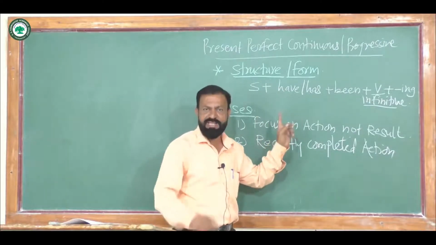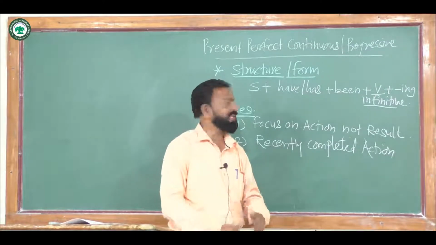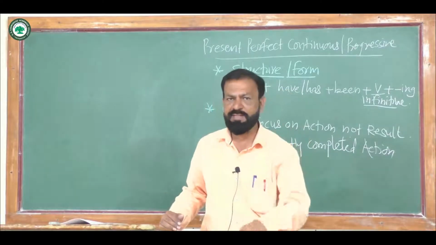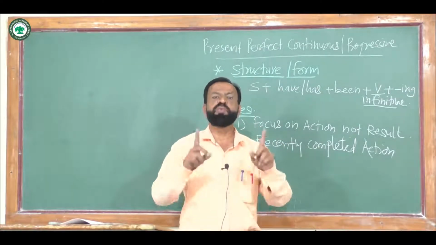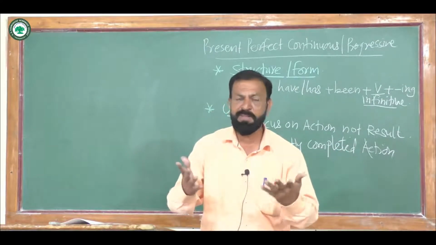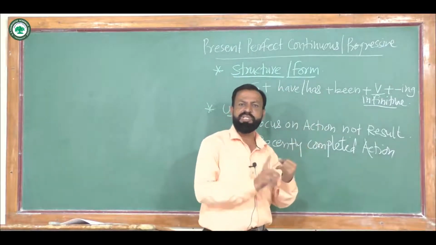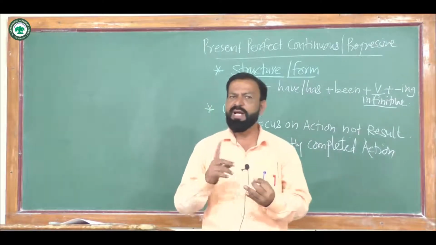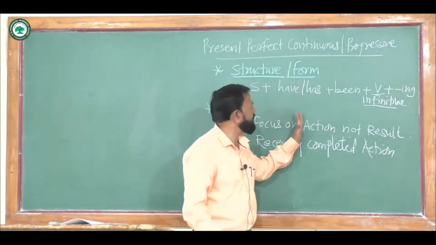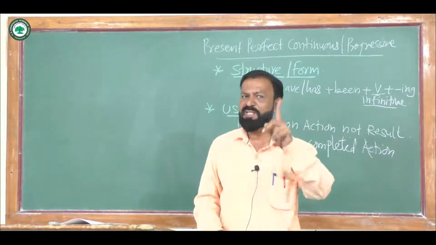First comes the subject of the sentence, or we can say the doer of the sentence. Then comes have / has. If the subject is third person singular, that means he, she, it, or the name of the person, place or thing, it takes has. Otherwise, for first person singular and plural, second person singular and plural, and third person plural, we use have. So subject plus have / has, then comes been, then the verb.